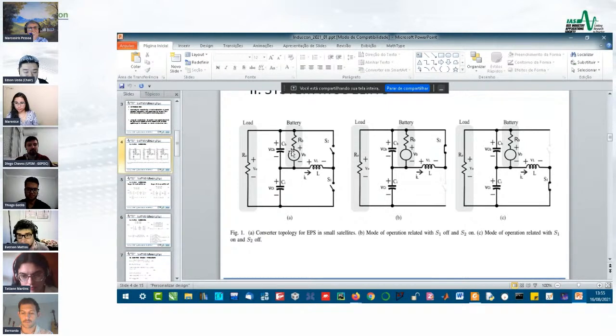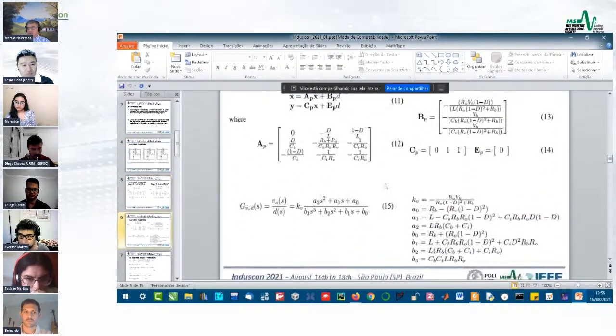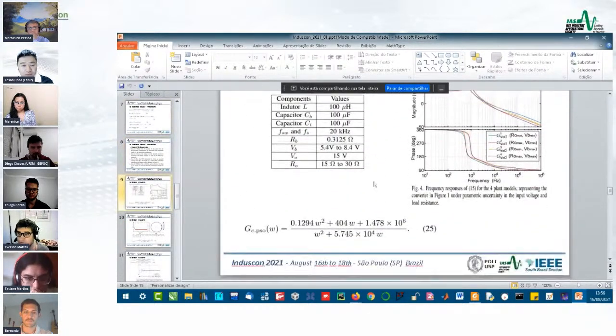Then this is the battery, and here is the load. The battery in the satellite is very cold in the eclipse period, so we need a heater resistor for the battery. We have the capacitors, and we regulate the voltage in the loads. We regulate the voltage of these two capacitors. That's it in the prototype circuit.